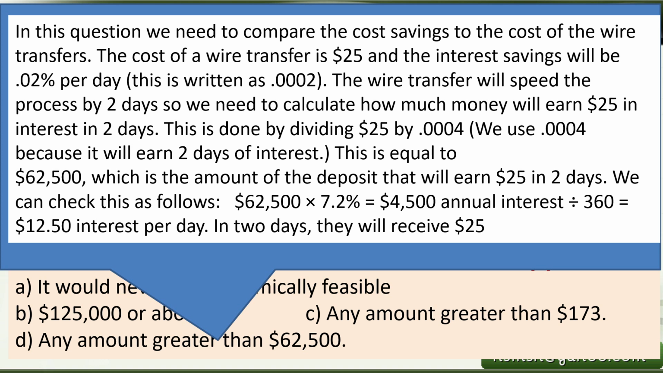The wire transfer will speed the process by 2 days, so we need to calculate how much money will earn that $25 in interest in 2 days. This is done by dividing that $25 cost by this 2 days. So we get $62,500, which is the amount of the deposit that will earn $25 in 2 days. We can check this as follows.